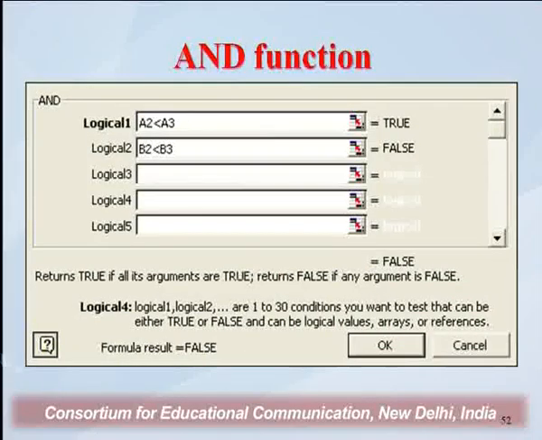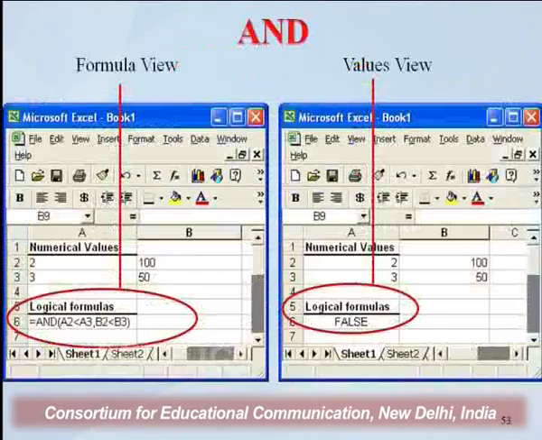So you can again use the formula builder. You have all these different logical conditions, like if A2 is less than A3 and B2 is less than B3. If both the conditions are true, only then the result will be true. Now in this case we can see that B2 is less than B3 is a condition which is false. So in this case the result is going to be false. If any of the conditions is false, the result is going to be false.